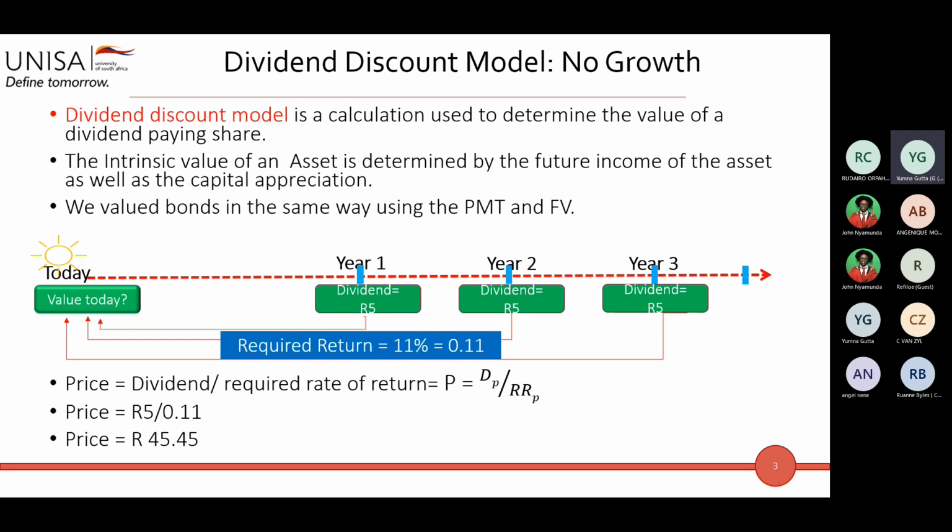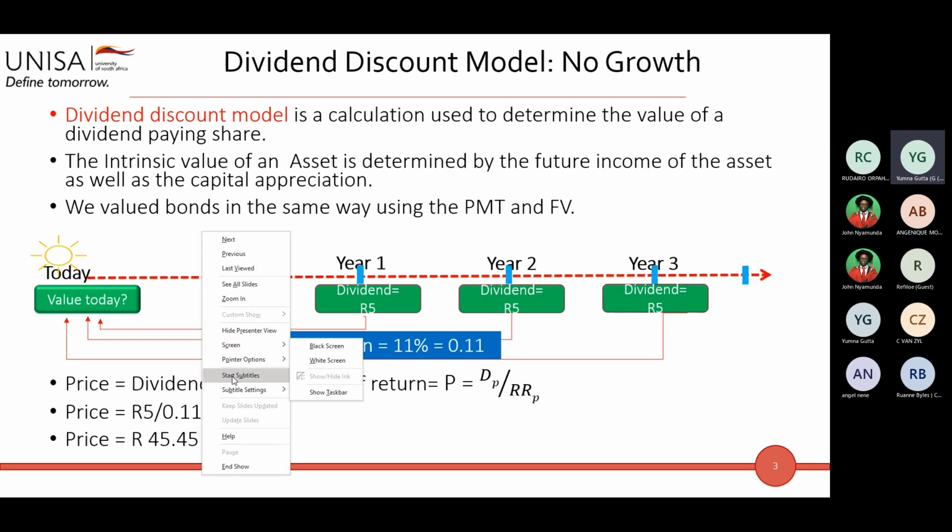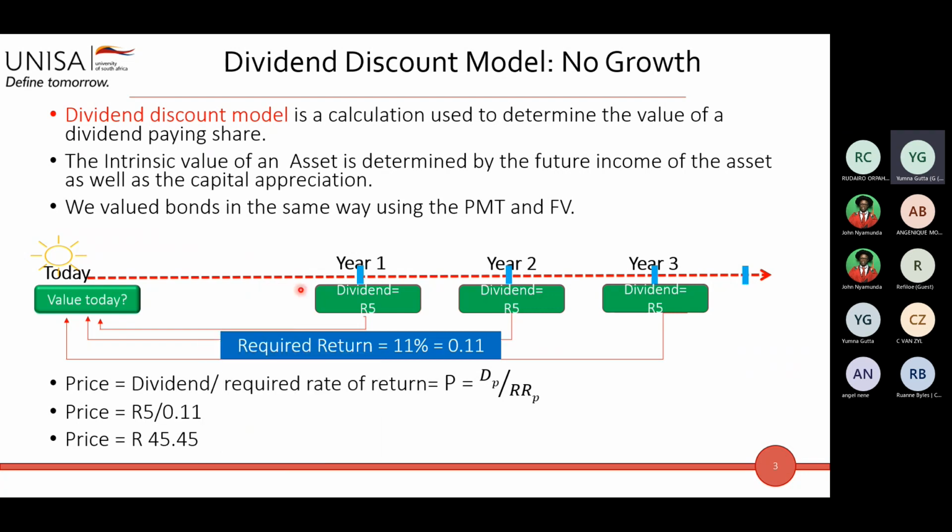So in our previous lessons, we did valuation of bonds, right? So how did we do a valuation of bonds? We took the payment and the future value and we brought it back to present value to get the value of the bond, what you'll pay today for it, right? So now, instead of bonds, we're focusing on shares. And we're going to value shares in the very same way.